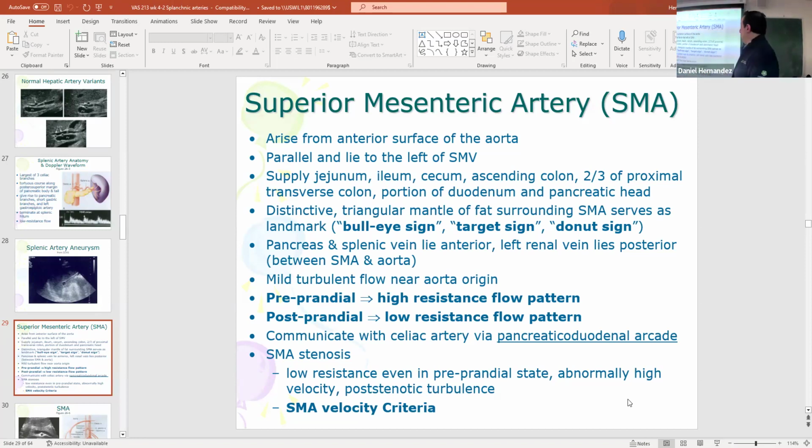In terms of the territories that it supplies, I think of the patient's right side of the intestine, so all the intestine that lies on the right and up until midline. So the ascending colon, the proximal two-thirds of the transverse colon, the duodenum, the jejunum, ileum, cecum, and the pancreatic head. So all the things on the patient's right side, from here over.